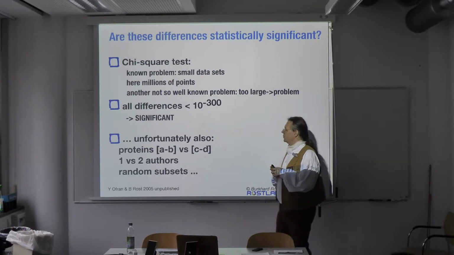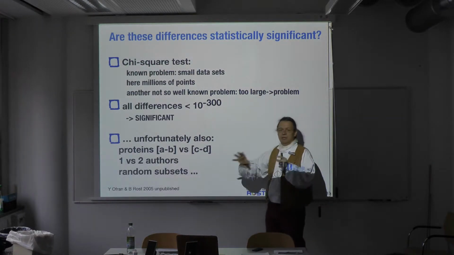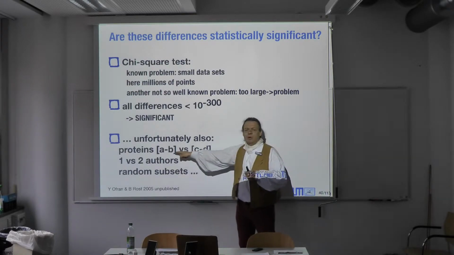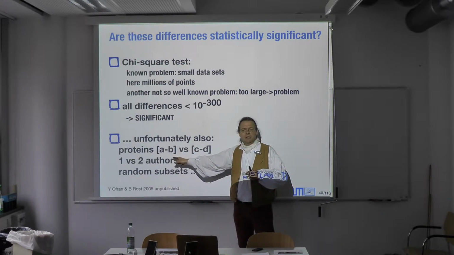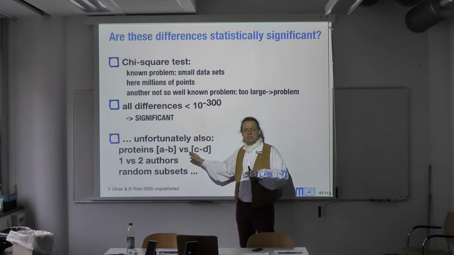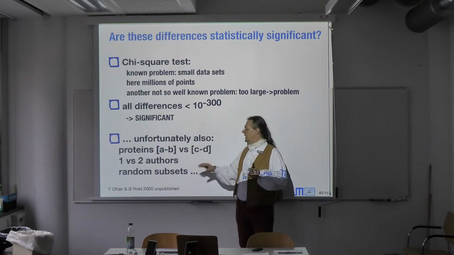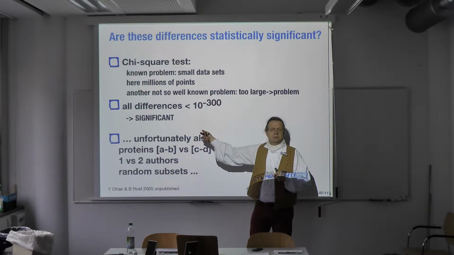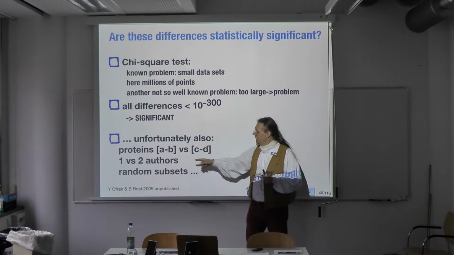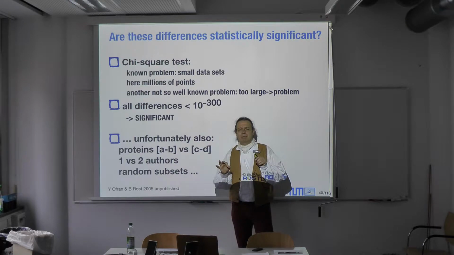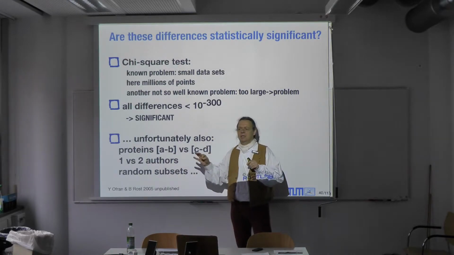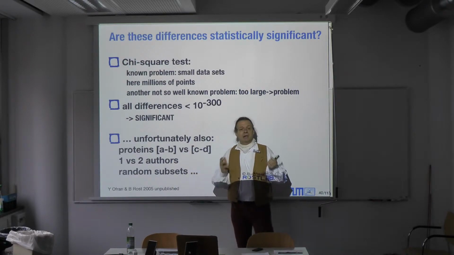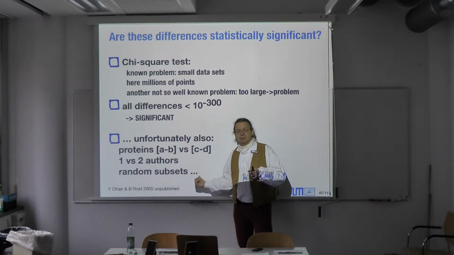Well, I had this weird idea of just, instead of putting the interaction, the red, green, and blue, put all the proteins that have a name called A or B in one pot, all the proteins that are called C or D in another, and test what would be the differences between those: 10 to the minus 300. Then he looked at all the proteins that were published by one author, by two authors, and by many authors: 10 to the minus 300. Then he looked at random subsets: 10 to the minus 300.